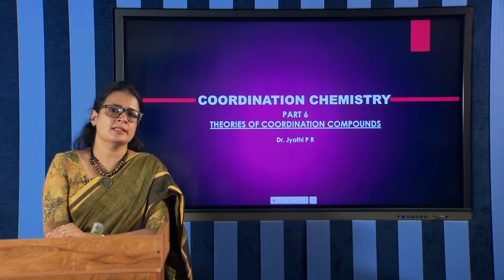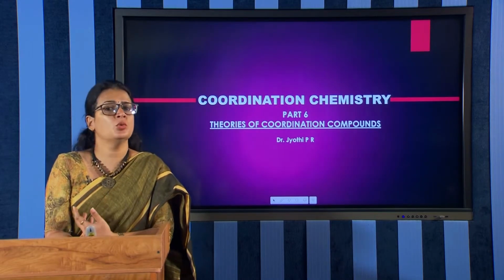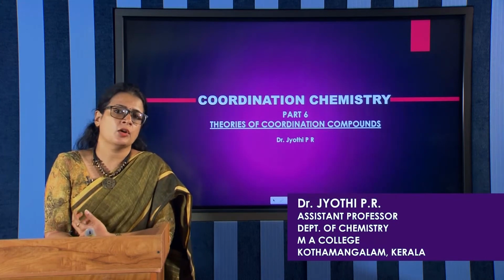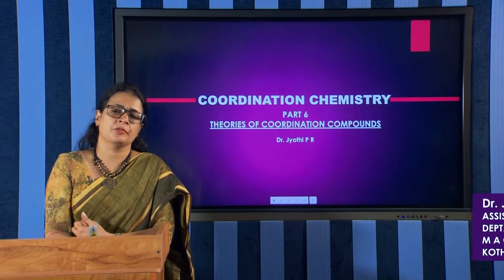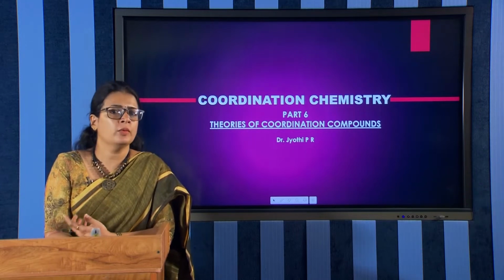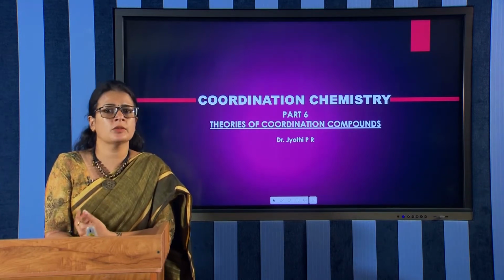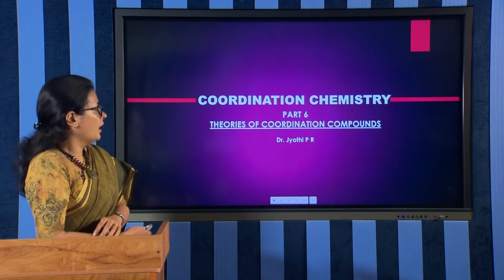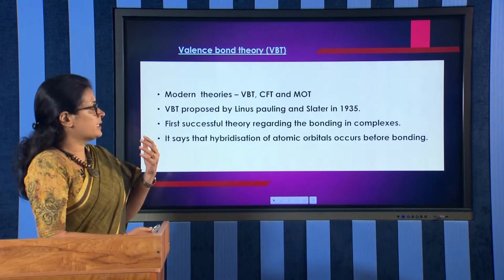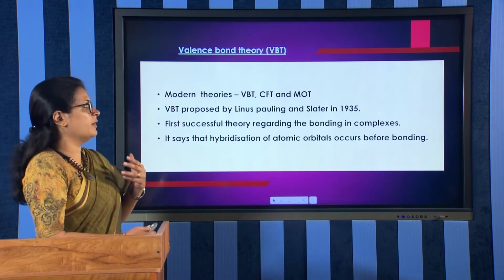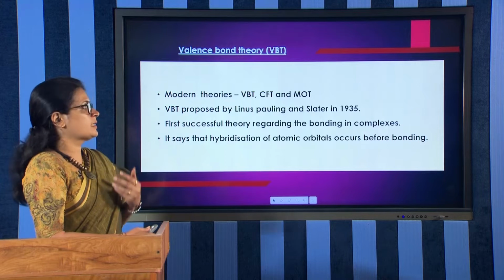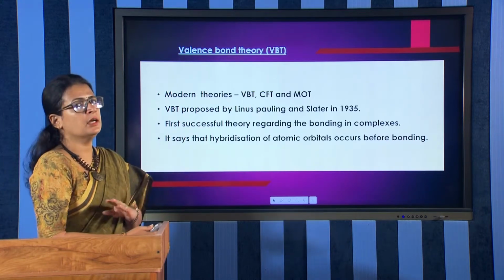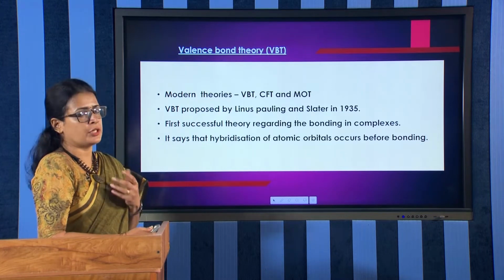In the previous classes, we have already discussed two of the preliminary theories in coordination chemistry, that is Werner's coordination theory and Sidgwick's concept of coordination. And now we are moving to one of the modern theories of coordination compounds, that is valence bond theory. In addition to valence bond theory, we have two other theories also, that is crystal field theory and molecular orbital theory. All these three are the most modern theories of coordination compounds.